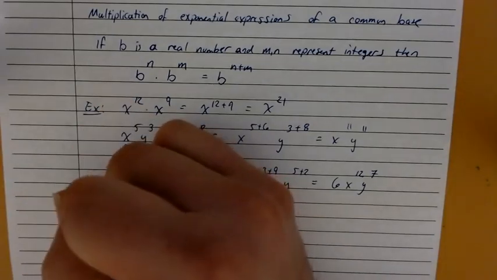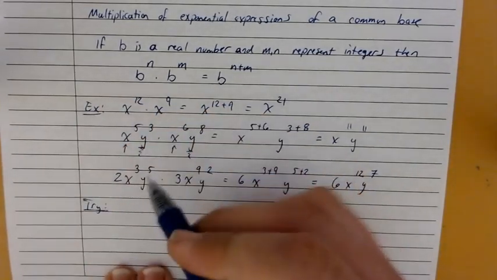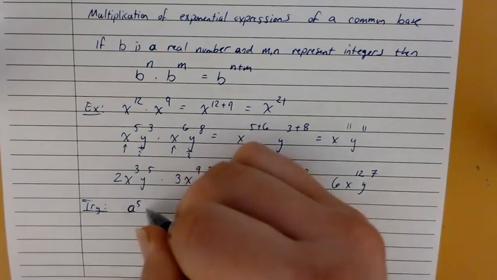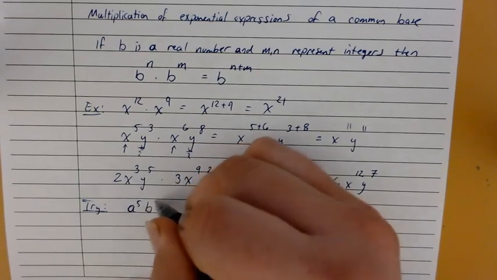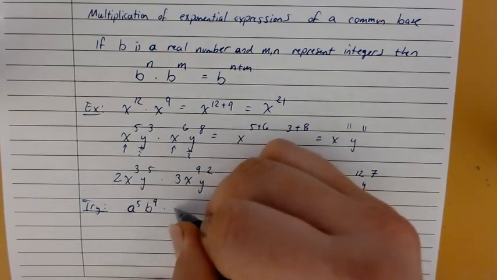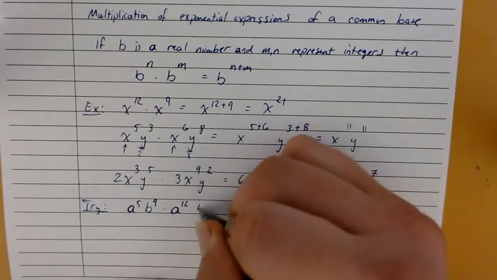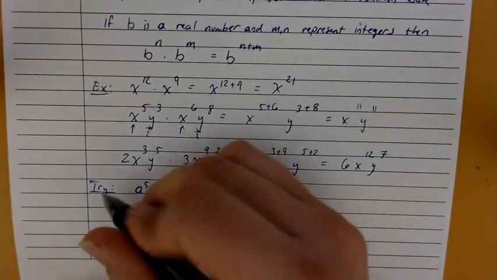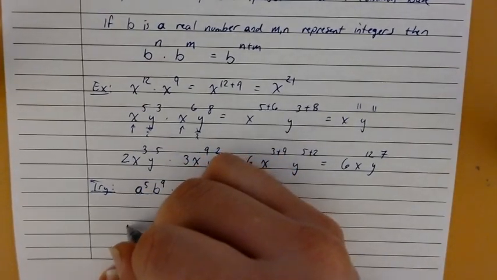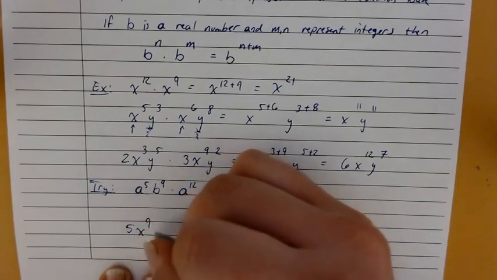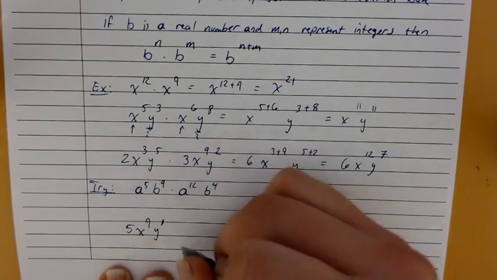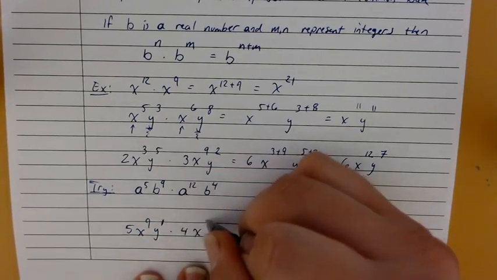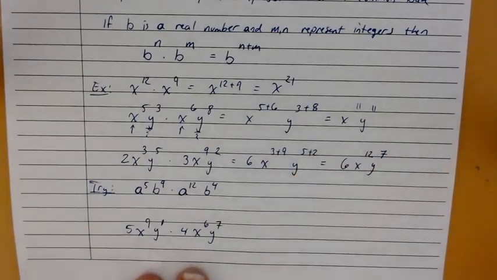Go ahead and give this a try. Go ahead and multiply the following expressions. Let's say we have a to the power 5, b to the power 9, times a to the power 12, b to the power 4. Okay? And then also go ahead and try 5x to the power 9, y to the power 1, times 4x to the power 6, y to the power 7. Just like that.